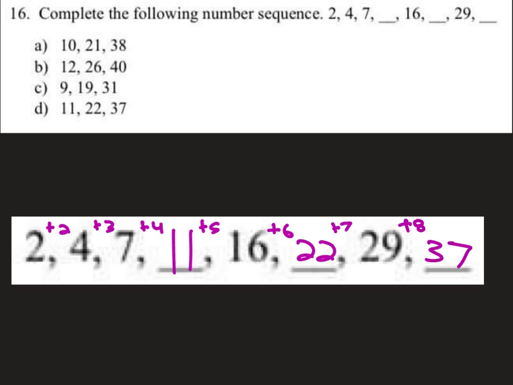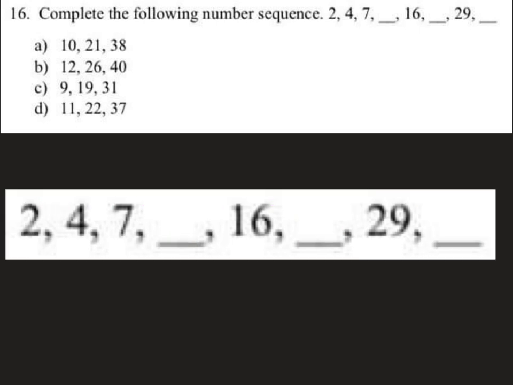And then we see the three numbers that it has to be. We've got 11, 22, and 37. And you can see that that's D.